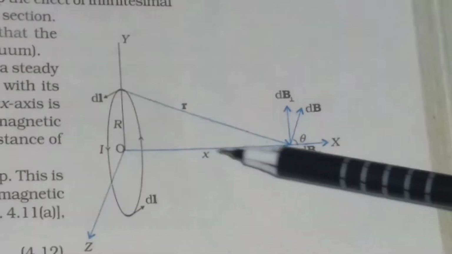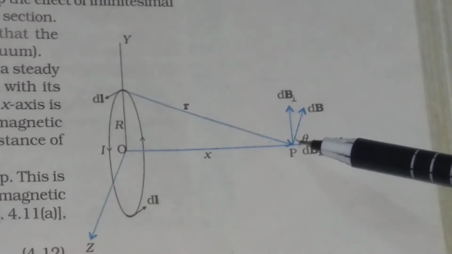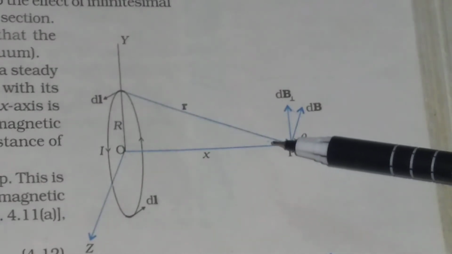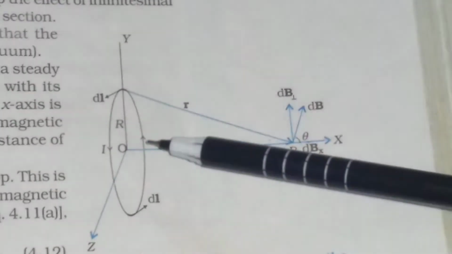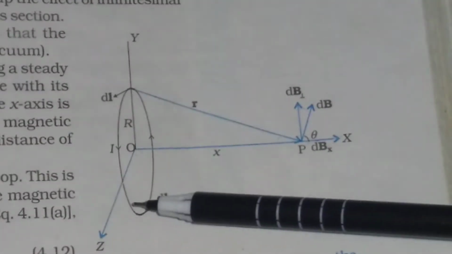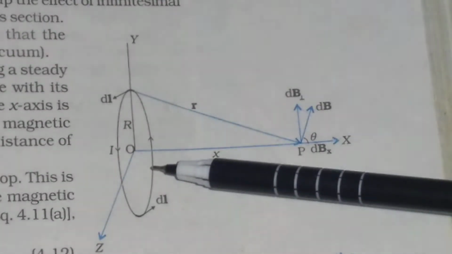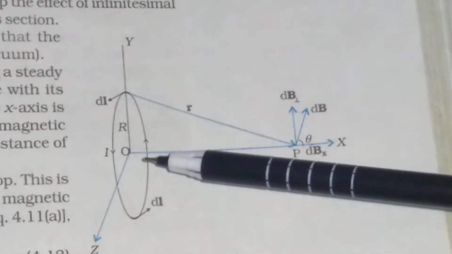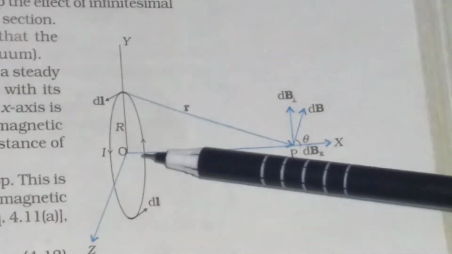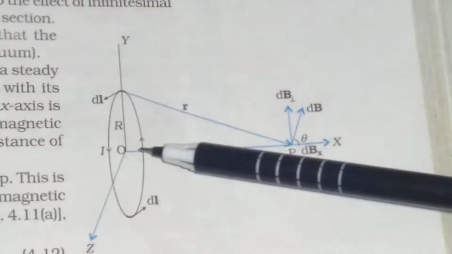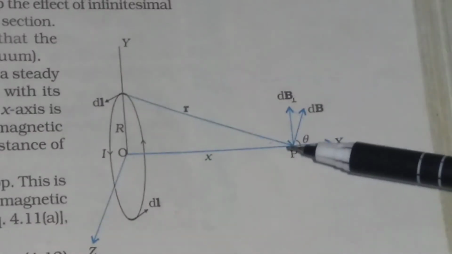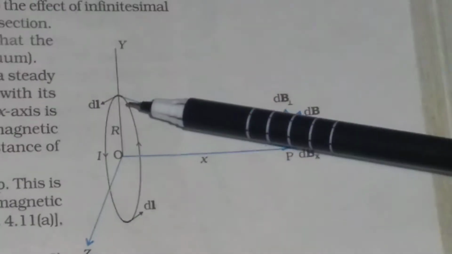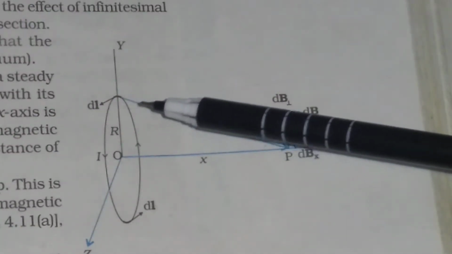Previously we have deduced that the magnetic field at a point P on the axis of a circular coil is given by mu 0 n I, where I is the current flowing through the circular coil, into r square, where r is the radius of the circular coil, divided by 2 into (x square plus r square) whole to the power 3 by 2, where x is the distance from the center O to the considered point P.